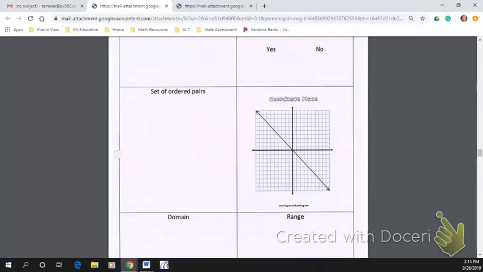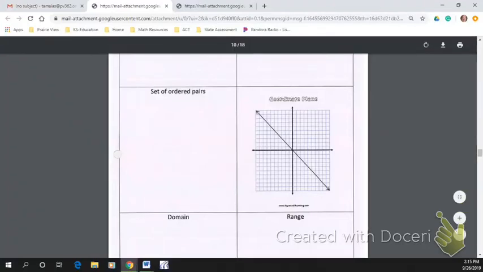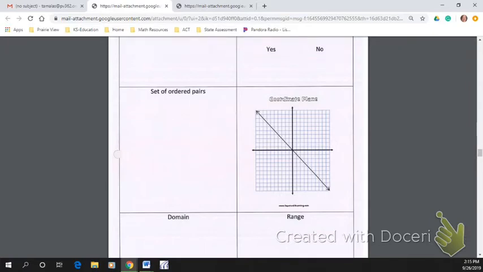You said that, yes, it was a function because of the vertical line test. The equation is y equals negative x. Everybody see y equals negative x? Okay, and for a set of ordered pairs, we're going to say it's the set of all points x comma y, because that's how you write points, such that y equals the opposite of x. The set of all points x comma y such that y is equal to negative x.